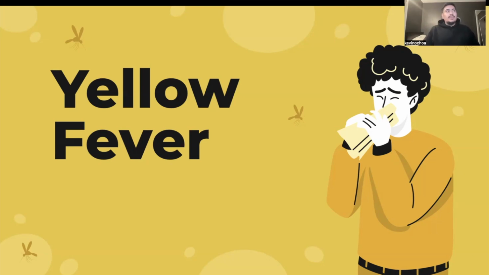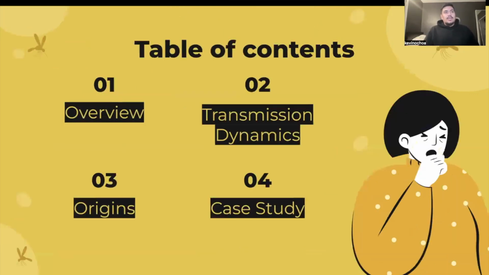This semester, we chose the topic of yellow fever to talk about. We broke it down into four different sections. We're going to be going over a quick overview of what yellow fever is, a quick look at transmission cycles, a little bit of the origins of yellow fever, and then we'll go into a case study at the end of the presentation as well.